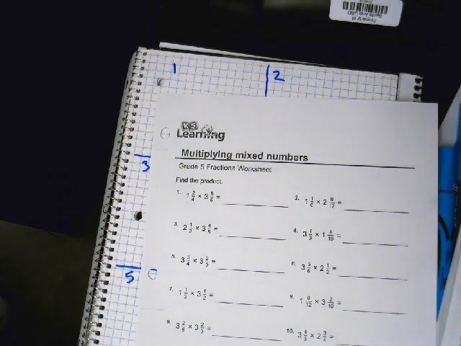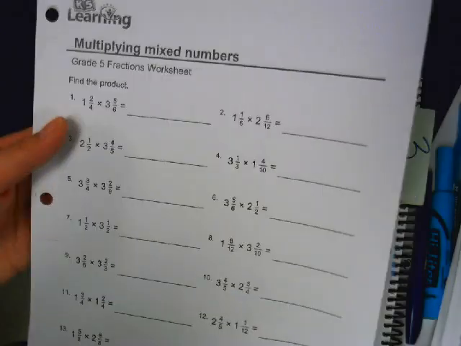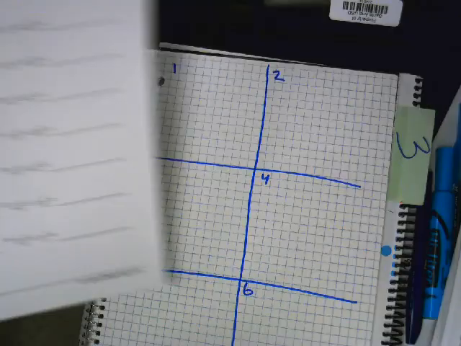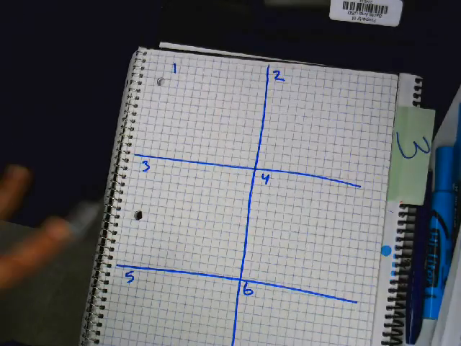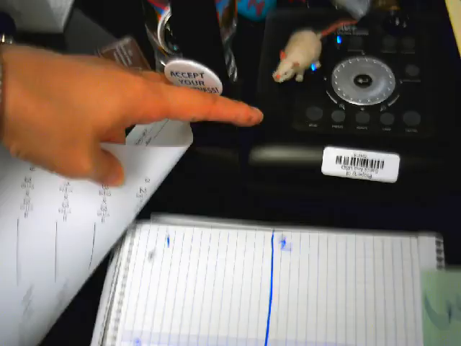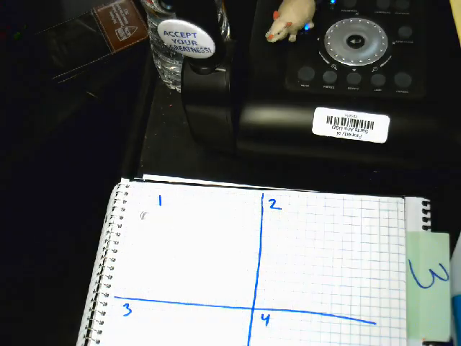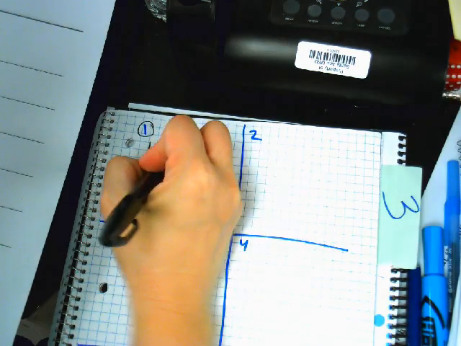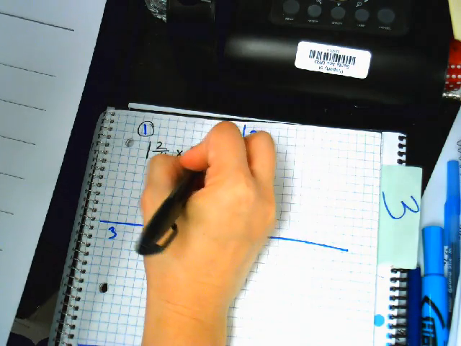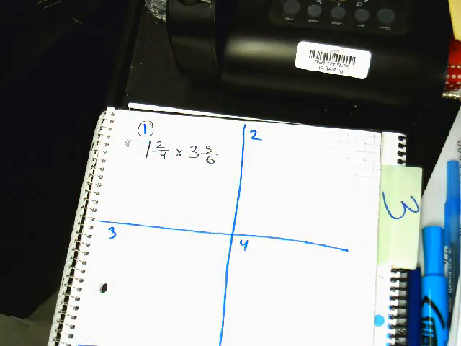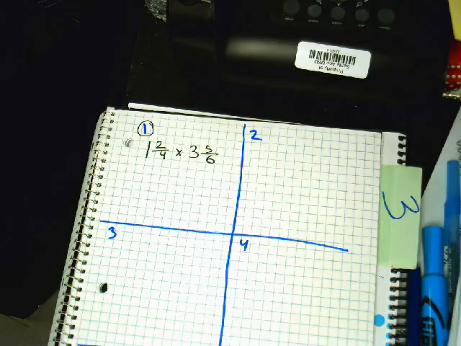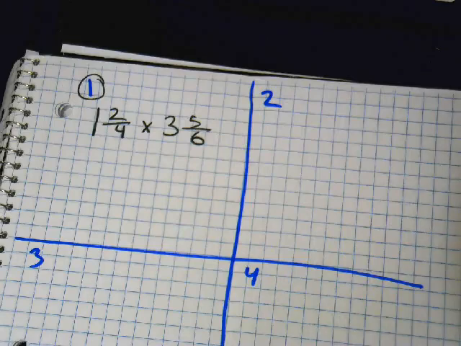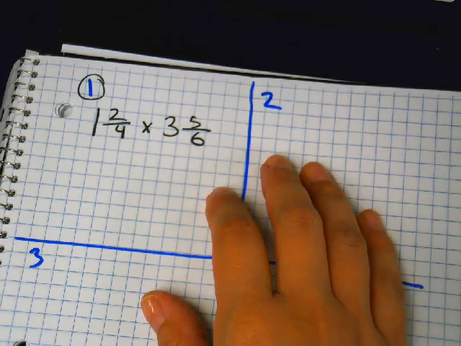All right, number 1. First thing we have to do for these problems that are 5th grade, write down in the first box the problem. So go ahead and copy down number 1 in the first box. 1 2/4 times 3 5/6. Your final answer needs to be a mixed number, simplified all the way. So we have to show work on that, or we have to see it here.